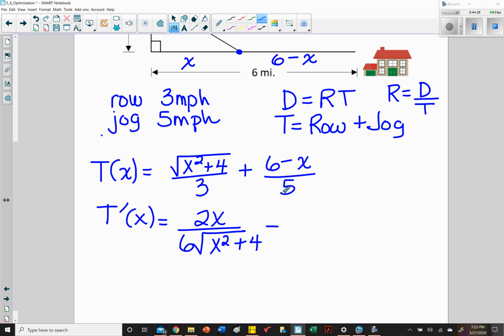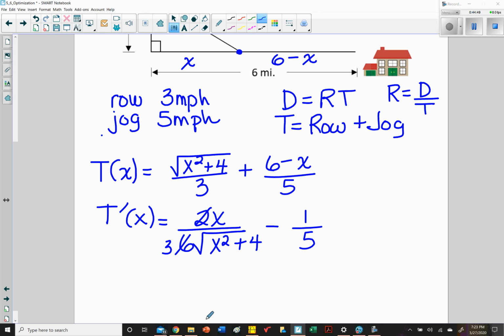And this is going to turn out to be 1 over 5, because negative 1 over 5 is the derivative of the jogging term. And this one I just kind of rewrote it, did it in my head. Actually, I cheated on the calculator. That's got a 3 there.